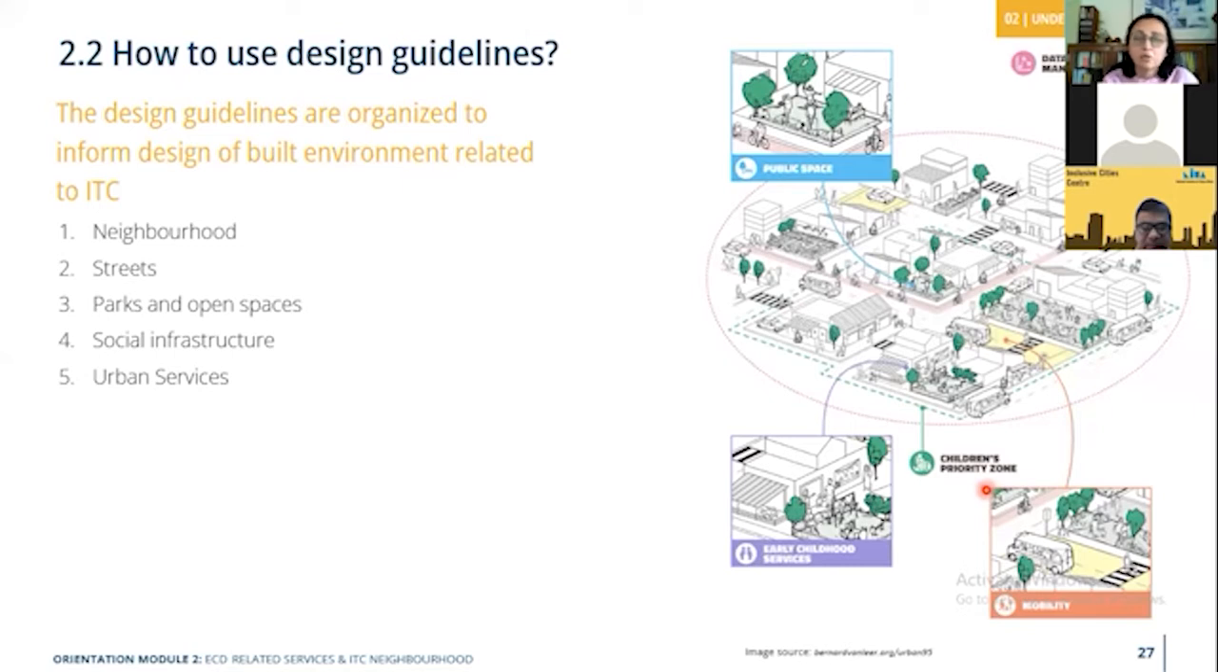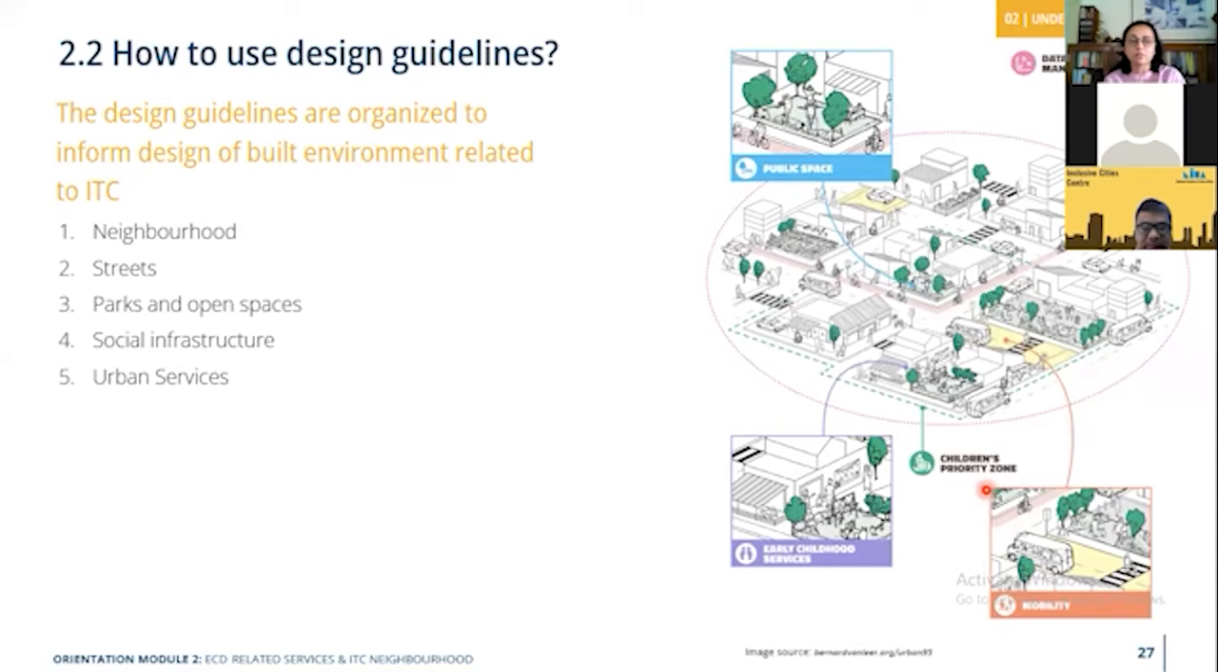So neighborhood would cover a large scale organizational factors such as overall character, density, distance, and mix of activities. Streets would look at mainly mobility related spaces concerning particularities between how the ITC unit can move comfortably.